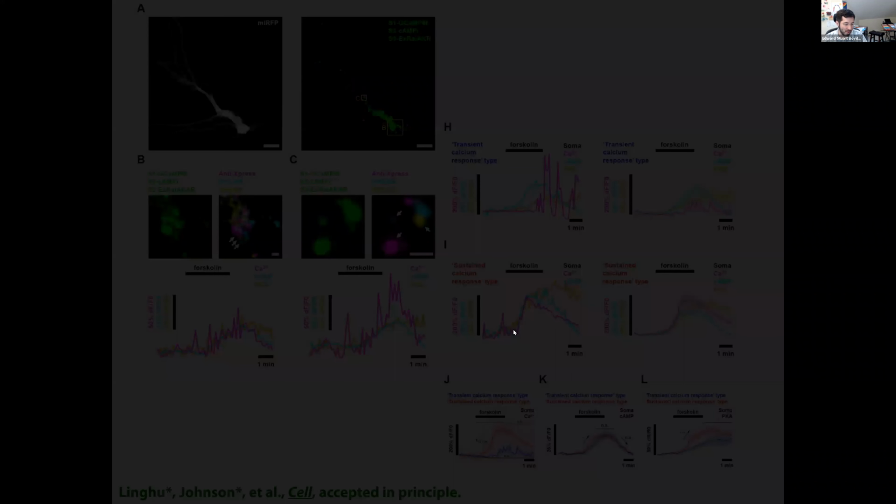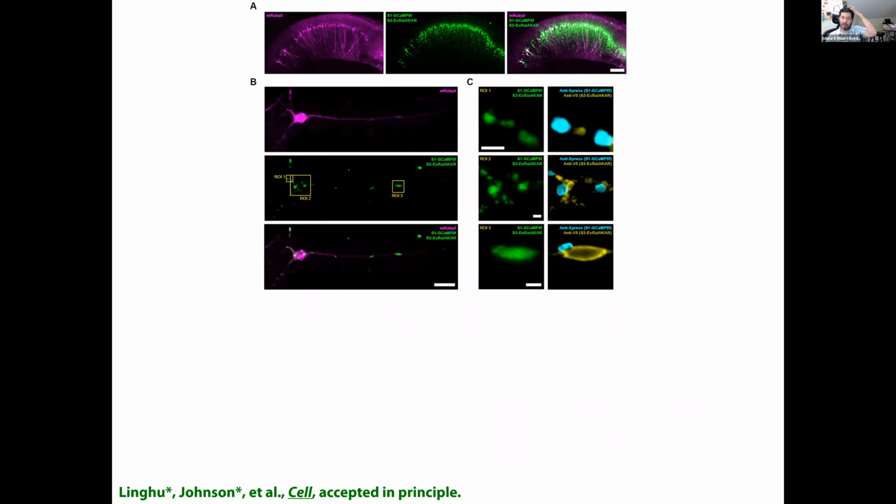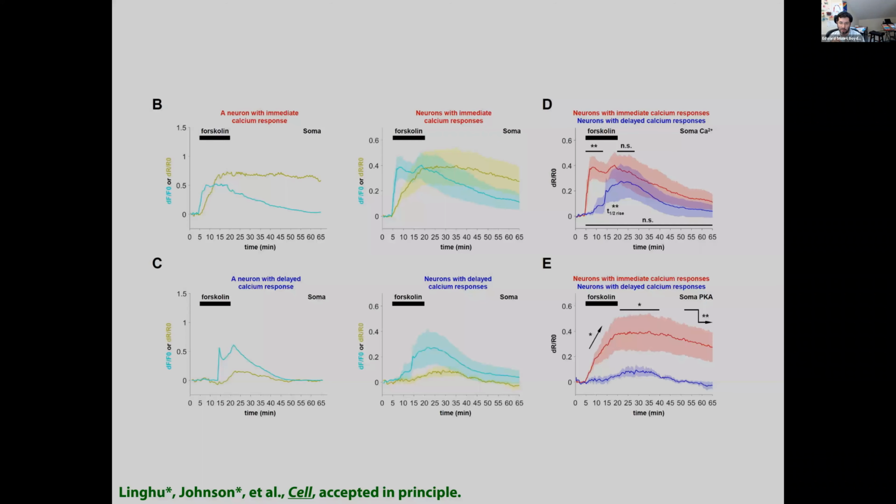We could use these tools in the living mouse brain as well. Using these, we could show that we could analyze these signaling networks in the ex vivo brain slices from the mouse brain. And we found similar responses. Neurons with faster calcium responses had stronger protein kinase A responses. Neurons with weaker and delayed calcium responses had weaker protein kinase A responses.